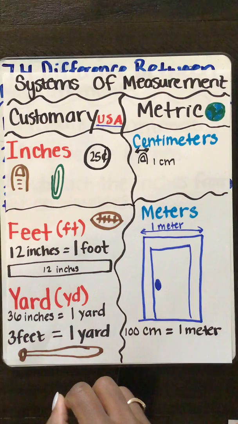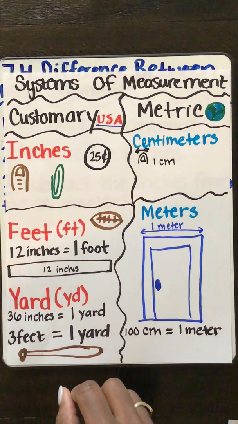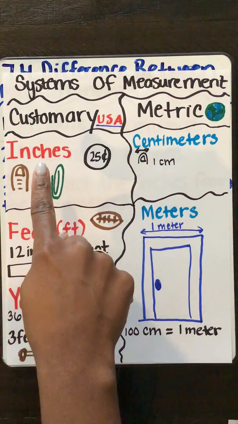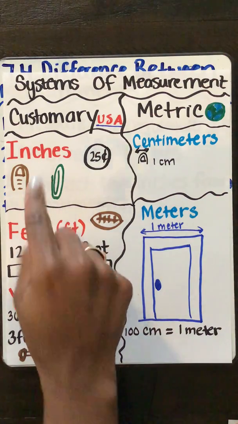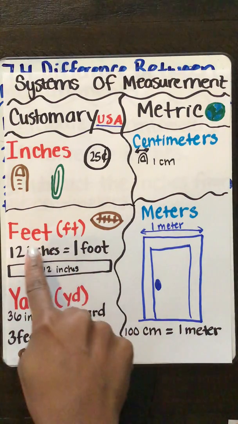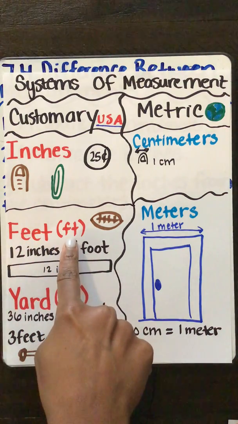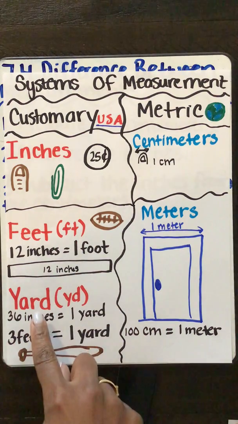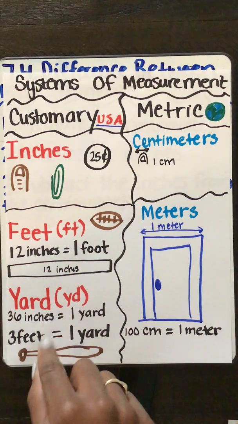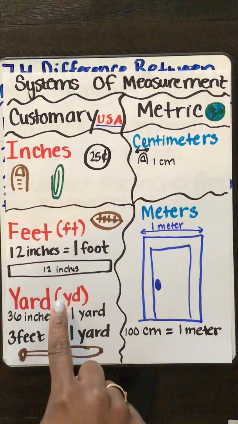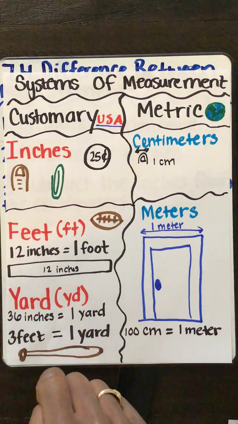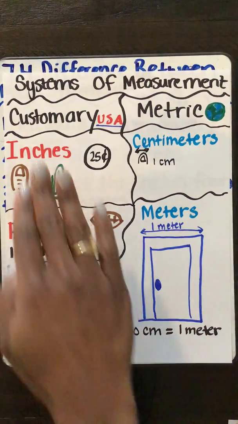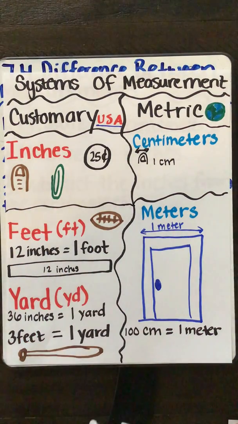As you can see here, I also included the abbreviations for feet and yard. We already know what inches is. What's the abbreviation for inches? IN. You got it. So the abbreviation for feet is FT. What is it? FT. Very good. The abbreviation for yard is YD. What's the abbreviation for yard? YD. Very good. Those are the customary units of measurement. Those are the what? Customary units of measurement. Very good.